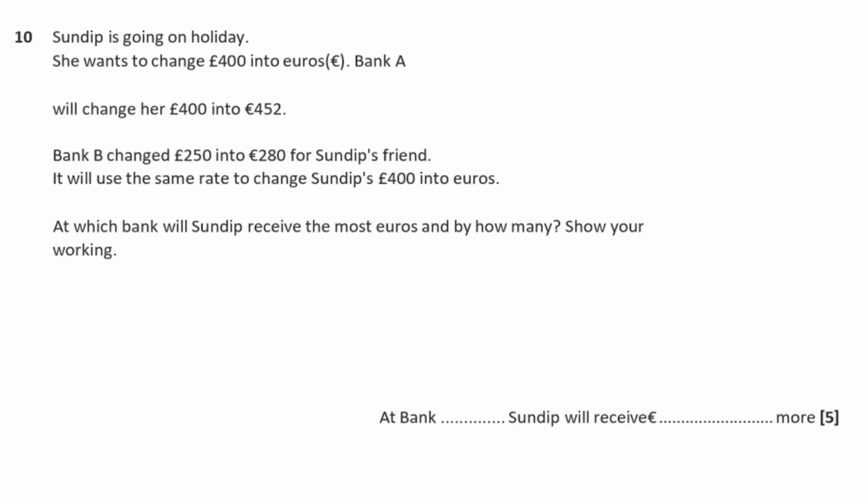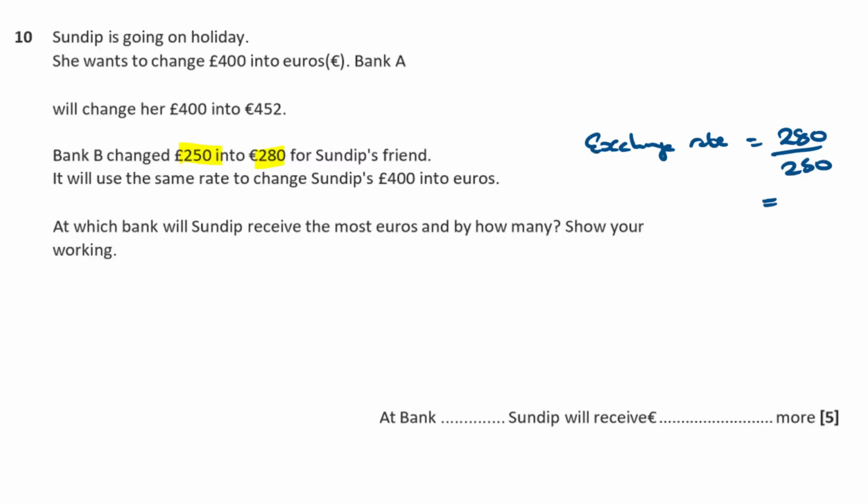Okay, so we know what's going on in Bank A. We just really need to work out what's going on in Bank B, don't we? Now, Sandip's friend took £250 and she changed it into 280. So we can use those two figures to work out the exchange rate. Let's take the 280 and divide it by 250, and that will tell me how many euros I'm going to get for each pound.